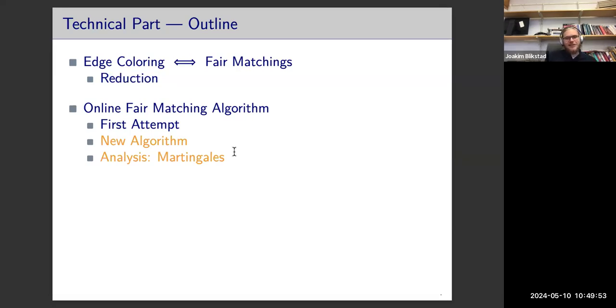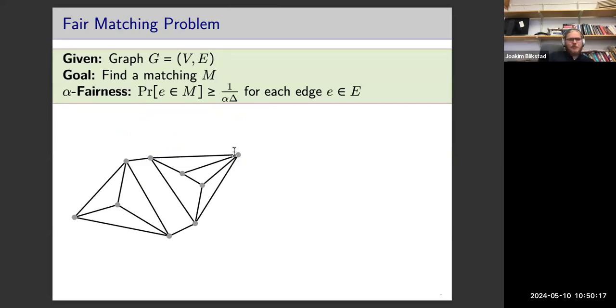And then the analysis turns out to be quite simple, but rather new to me. I have never really worked with martingales before, and for me this was a very acute and powerful technique to prove that these kinds of online algorithms work. Okay, so what is this fair matching problem?